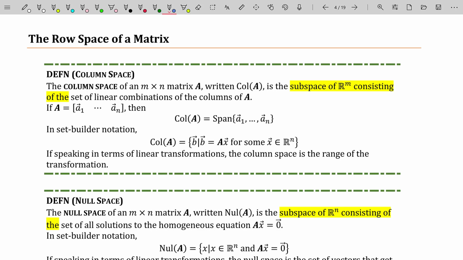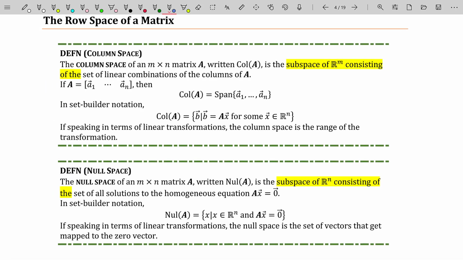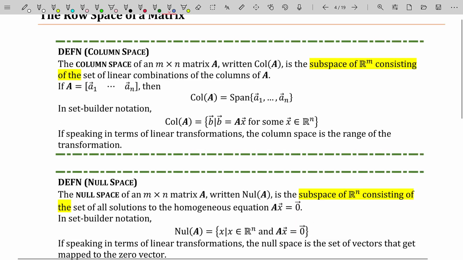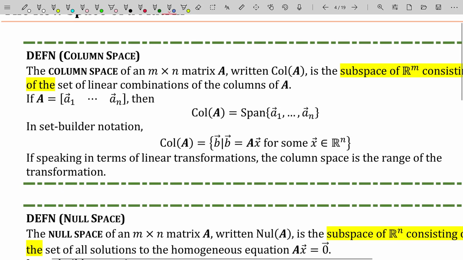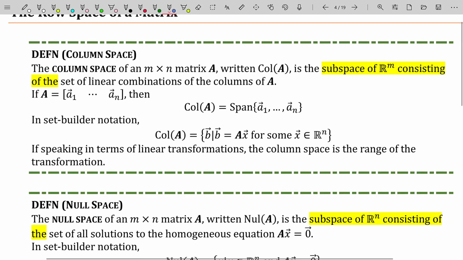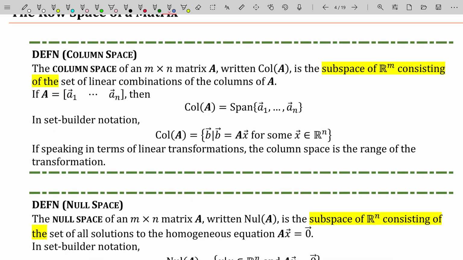Now, we've already discussed column space, which is the vector space spanned by the columns of a given matrix A, and we've discussed the null space, which is the vector space spanned by the solutions to the equation AX equals 0. But here are some modified versions of those definitions. The column space of an M by N matrix A, written as Col A, is the subspace of Rm consisting of the set of linear combinations of the columns of A.